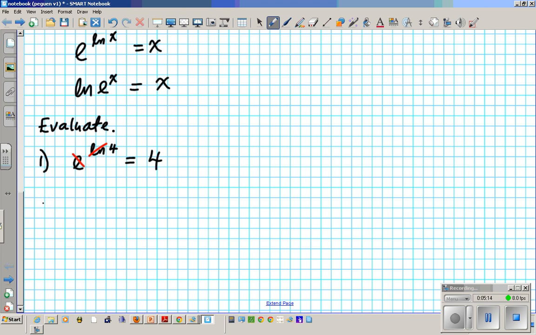Alright? Let's try another example. What if we had the natural logarithm of e to the 3x? What do you think this one is? Natural logarithm and e are inverses. So when they're next to each other, with nothing in between them, they cancel each other out, and you're left with the power, which is just 3x.